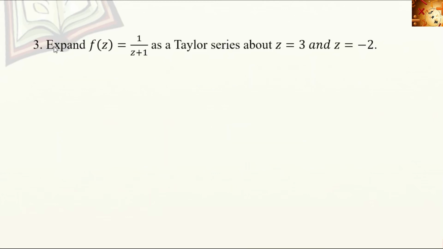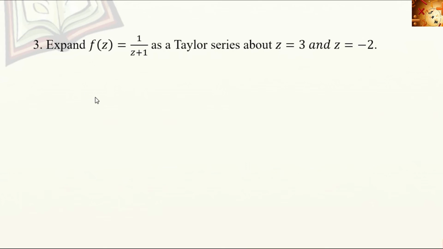Next problem. Expand f of z equal to 1 by z plus 1 as a Taylor series about z equal to 3 and z equal to minus 2. So about z equal to 3 means we want the series expansion in terms of z minus 3 and its powers, like z minus z naught, then z minus z naught whole square by 2 factorial, like that. We need the series expansion in the factors z minus 3. But here the function is 1 by z plus 1. No factor of z minus 3.